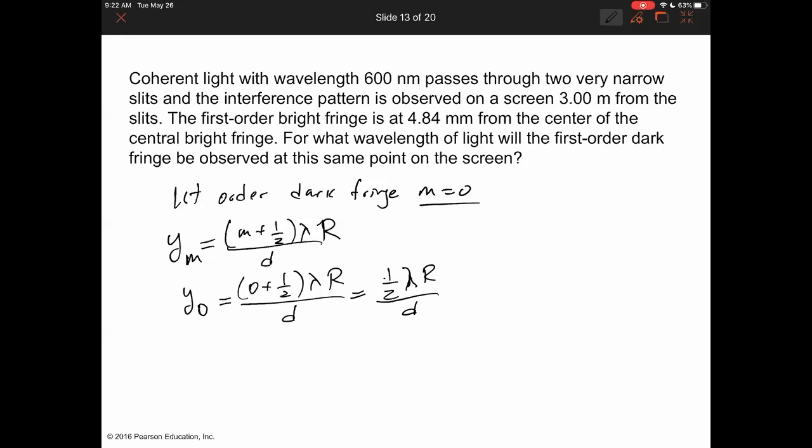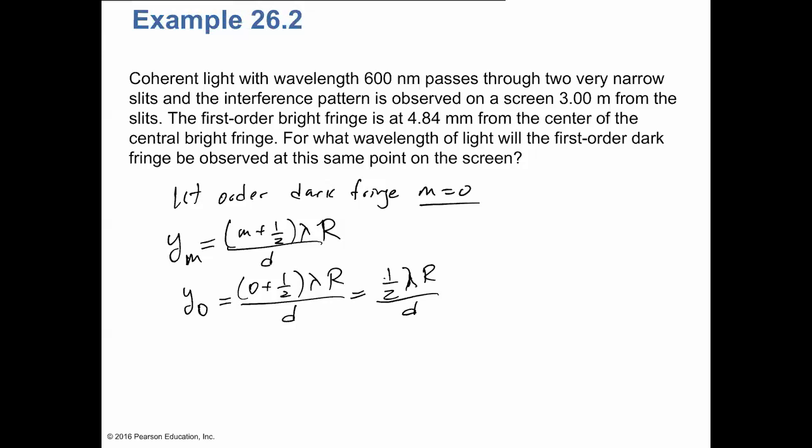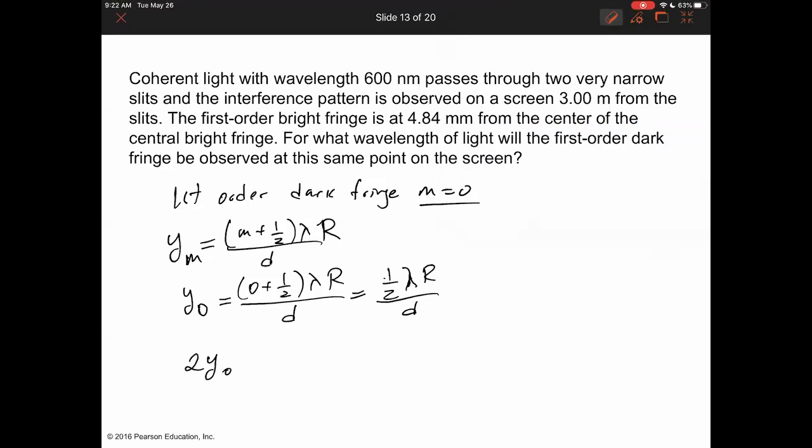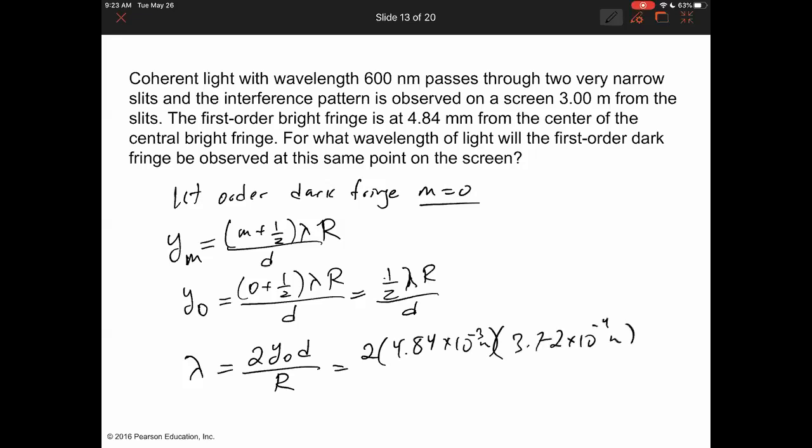If I do this calculation, I can see what I get here. If I cross multiply and solve for the wavelength, lambda equals 2 times y0 times d divided by r. So if I do 2 times 4.84 times 10 to the negative 3 meters, d was 3.72 times 10 to the negative 4 meters, and this is divided by r, which is 3 meters, I get a wavelength for that second wave of 1200 nanometers.